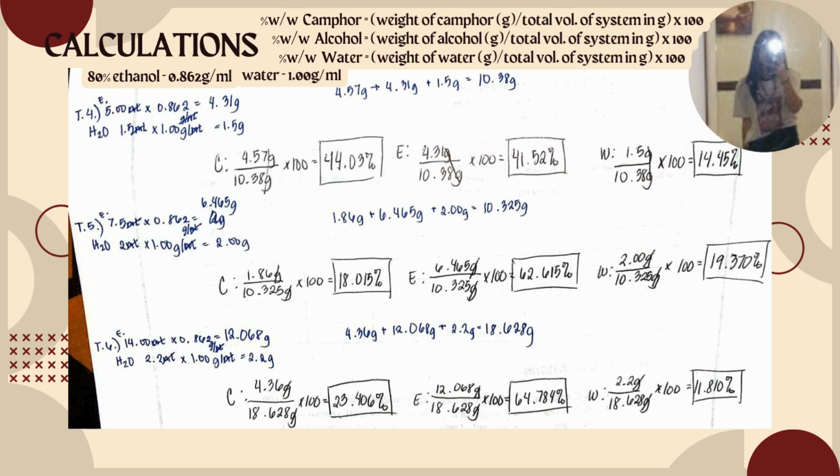And for our percentage weight in weight of our water, we have the formula: weight of water in grams divided by the total volume of system in grams multiplied by 100. So we have 2.2 grams divided by 18.628 grams times 100. We'll have the answer 11.810 percentage weight in weight. So again, the total of percentage weight in weight of camphor, alcohol, and water should be equal to 100%. If it is not equal to 100%, then there might be something wrong in your calculations.